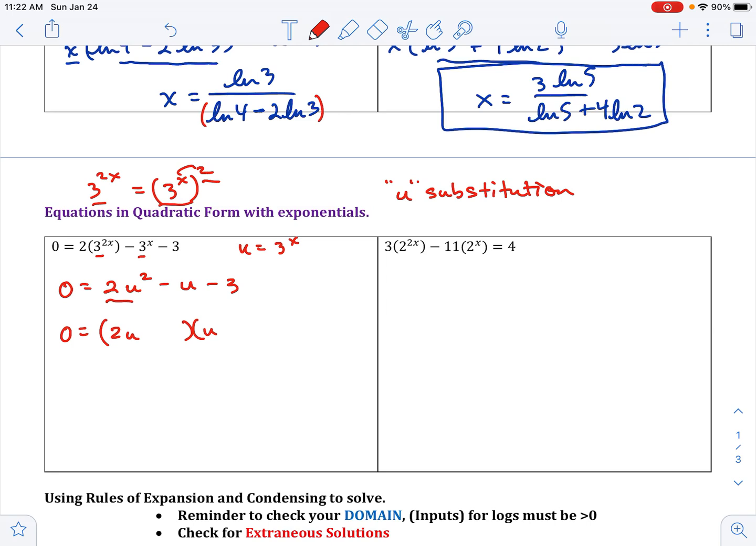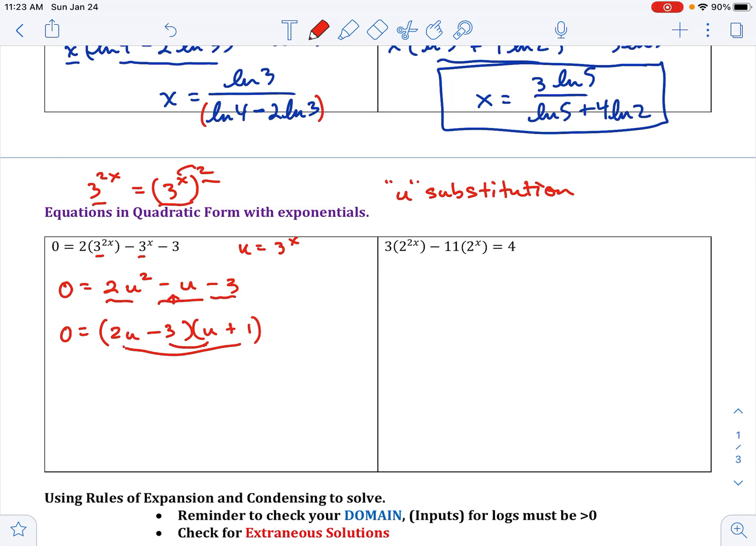Okay, and then I know that I need a 1 here, so I can't put the 3 in the opposite parentheses because then it'll multiply by the 2, so I'm going to put it here. Since the 3 is negative, that means it's got to be negative and then plus 1. If I FOIL this out, I get 2u squared, negative 3u, plus 2u is negative 1u. It worked, and then negative 3 times 1 is negative 3.